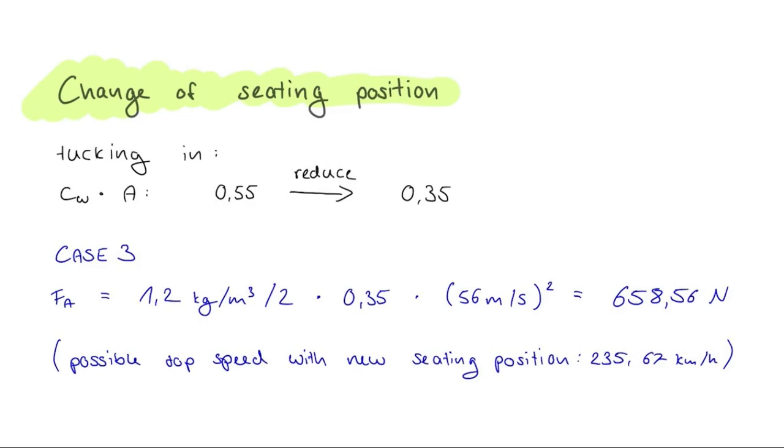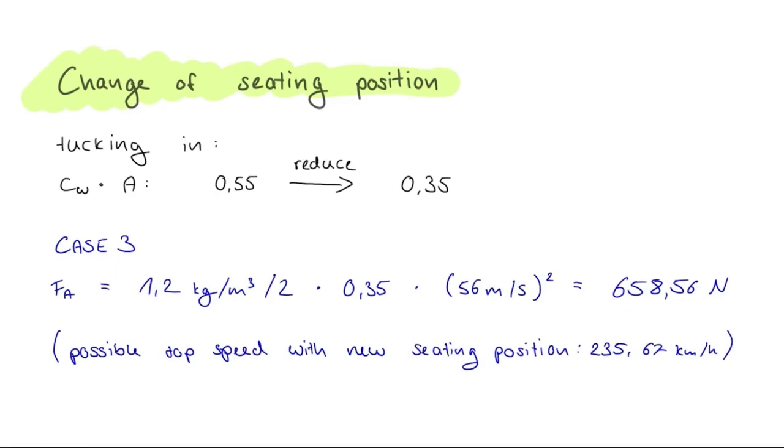What can we do to still drive 200 kilometers per hour? We can change our seating position. By tucking in, we could change our Cw times A from the value of 0.55 to 0.35.